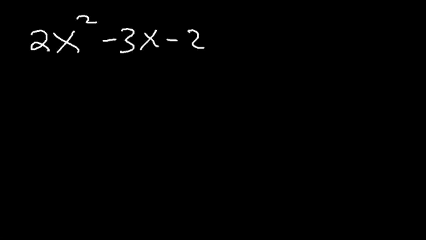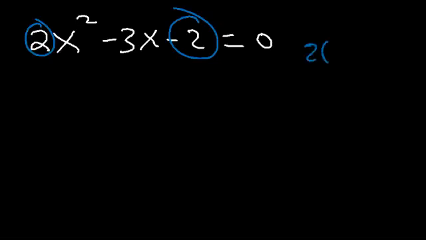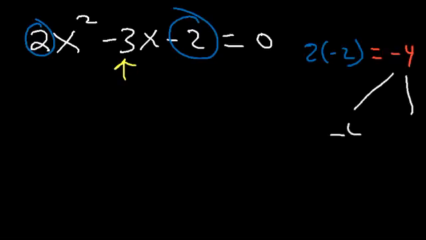Now, what will you do if the leading coefficient is not 1? Let's say we want to factor 2x squared minus 3x minus 2. How can we factor this expression? And let's say it's equal to 0, how can we solve for x? The first thing you need to do is multiply the first and the last term. So 2 times negative 2 is equal to negative 4. We need to find two numbers that multiply to negative 4 but add to the middle term negative 3. So this is going to be negative 4 and 1. Negative 4 times 1 is negative 4, and negative 4 plus 1 is negative 3.